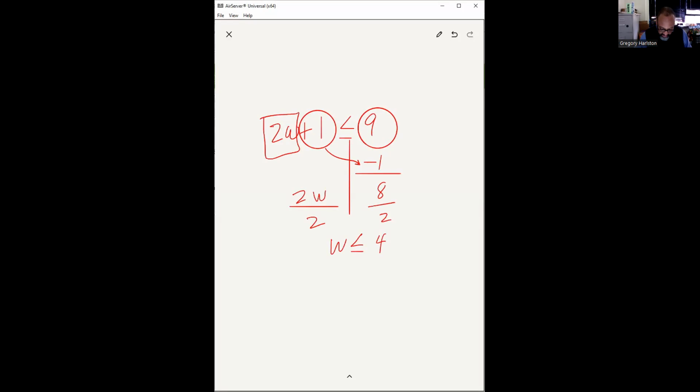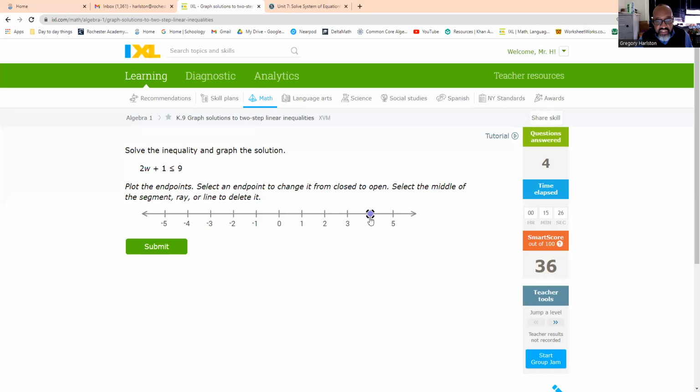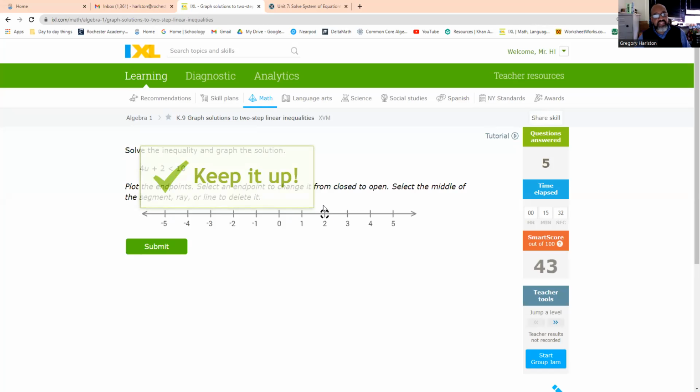So that's our answer on the number line. We go to 4, and we're going to have a closed circle. And you can see that it's pointing to the left. So we're going to go all the way to the left. So now if I go back to IXL, I'm going to start at 4. It's going to be a closed circle and I just grab it and drag it all the way over. And then I submit it. And it says, keep it up.